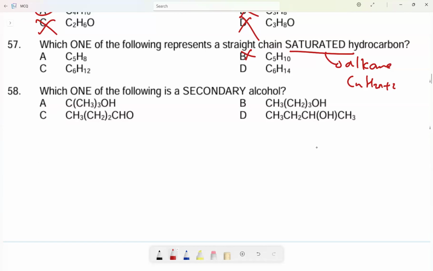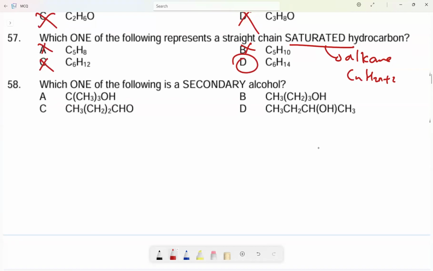C5H10, it is alkene. It has a general formula of CnH2n. This one, C5H8, it is wrong. It has the general formula of alkyne, CnH2n minus 2, because when I double 5, it is 10 minus 2, it is 8. Then here, number C, C6H12, this is also an alkene. This is the most correct answer.